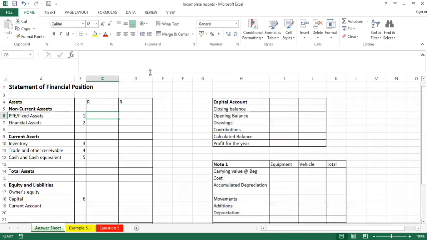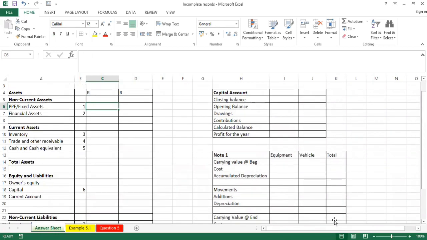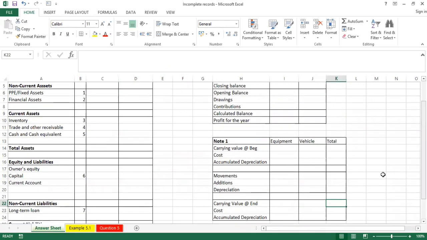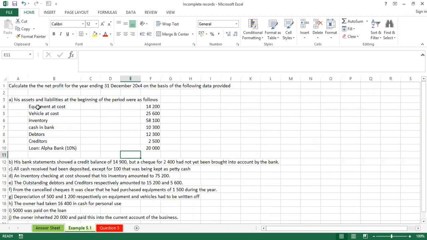So we have note number one. We're going to do this note, and at the end, the carrying value we get, the amount that's going to appear here, is the amount we'll take to our PPE, which is this part here. How do we do that? We are given all the information, aren't we? So let's look at our information, going back to our example.